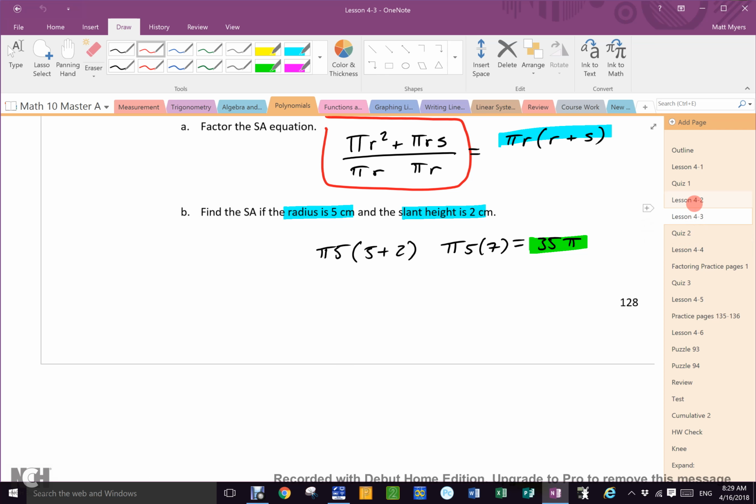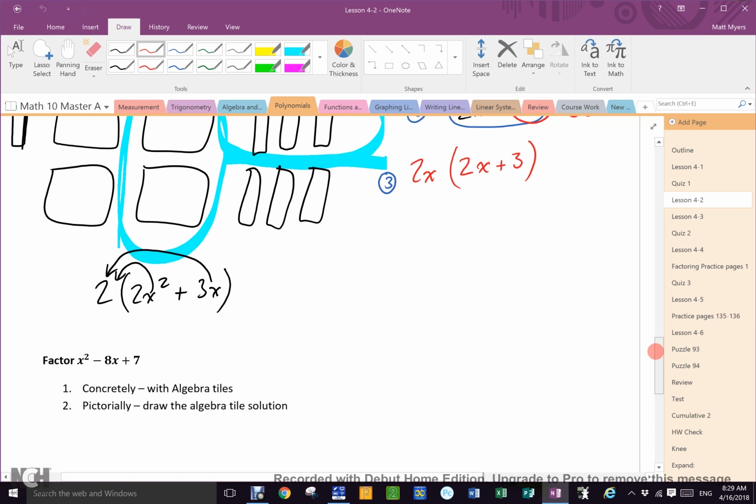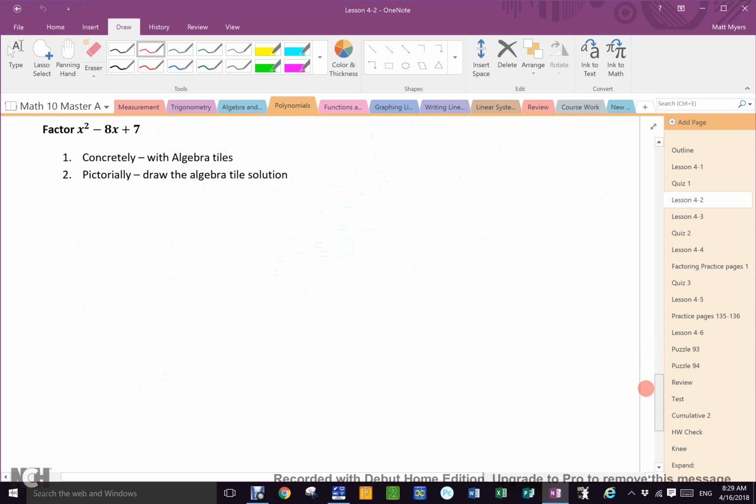Please turn back to page 126. And remember, we left that page blank, yes? At the bottom, we left the third one blank because I said that was a new kind of factoring, and we're ready to move on to that now.